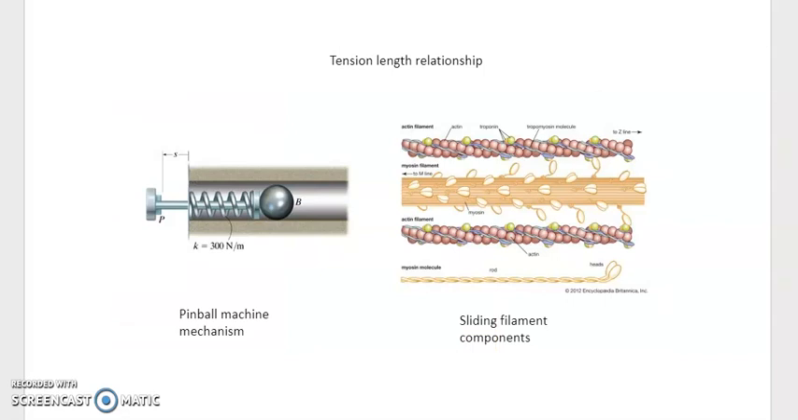There's something called a tension-length relationship, and this does occur within the skeletal muscle fibers. I have a picture here of a mechanism used in a pinball machine, so that when you pull the mechanism back this way and then you release it, the spring allows for much more force going in this direction. This is showing kinetic energy. So in the tension length relationship, not only do we see some physics, but there is some math there also.